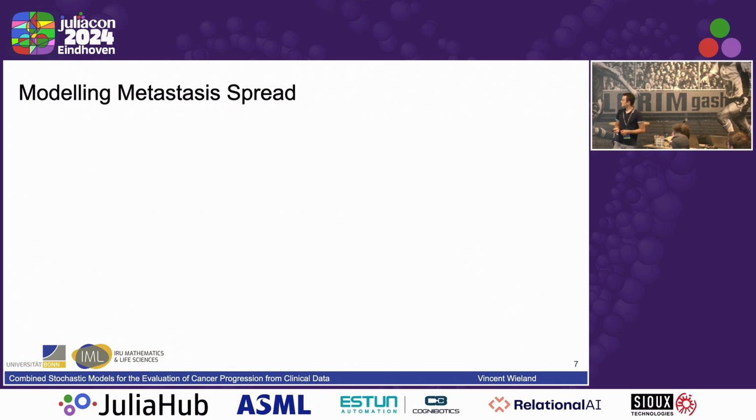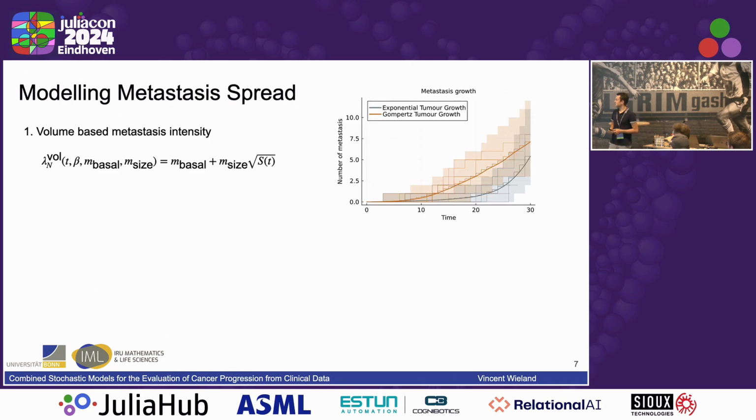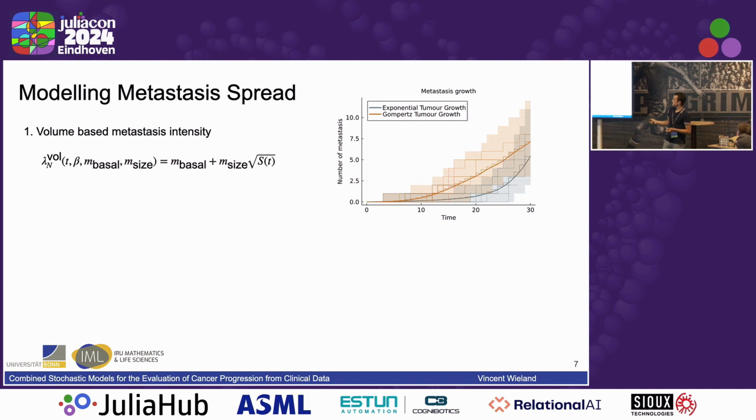And the examples for this would be really the most simple thing you can think of, just a volume-based metastasis intensity. We have a base parameter plus some parameter times a function of the size of the tumor. In this case, square root, can also be something else. Square root just showed some nice robust behavior. And then we also see that dependent on the size of the tumor or the tumor growth law, we get different trajectories for our metastases.